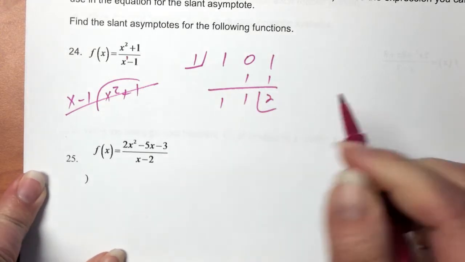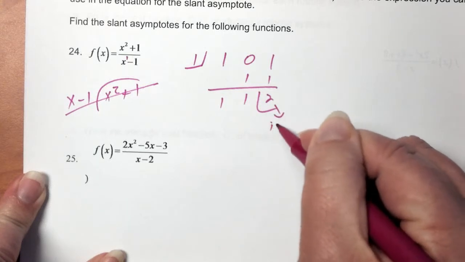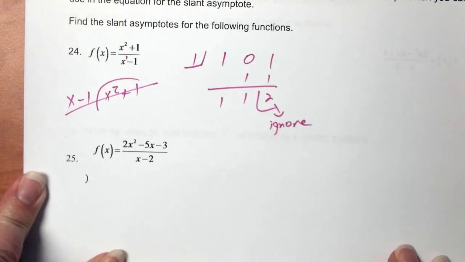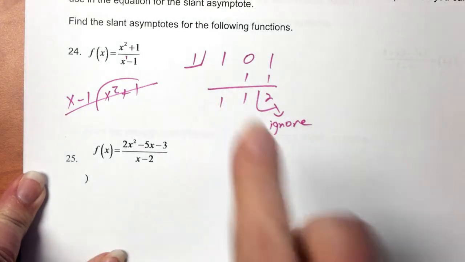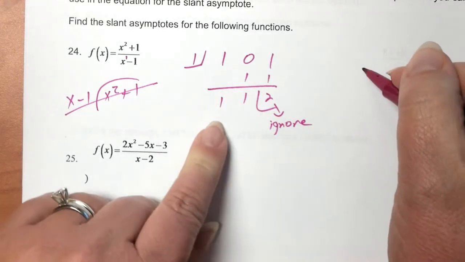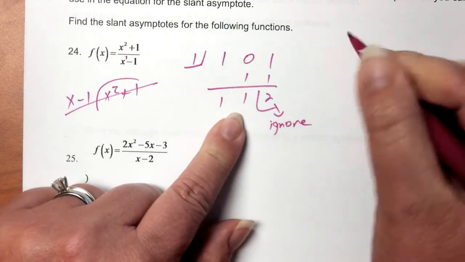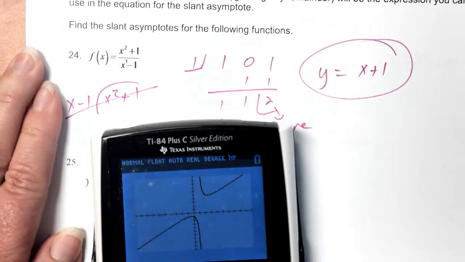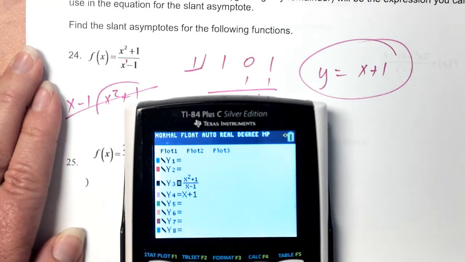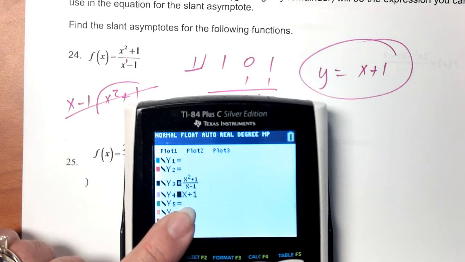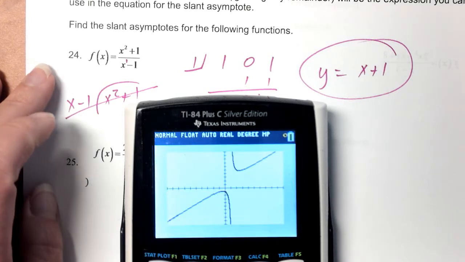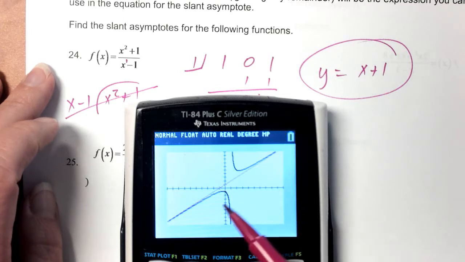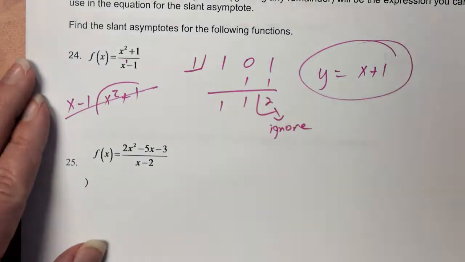Okay. When you do that, whatever your remainder is, you can ignore. We do not care about that remainder, but this 1 and 1 right here stands for y equals 1x plus 1, and the slant asymptote will be at y equals x plus 1. So let me show you that. If I go back to this equation and I graph y equals x plus 1, I turn that on. Notice on my graph, there was my rational function. Here goes the line y equals x plus 1, and look at that. Sure enough, that looks like the perfect line for the graph to get really close to but never quite touch.